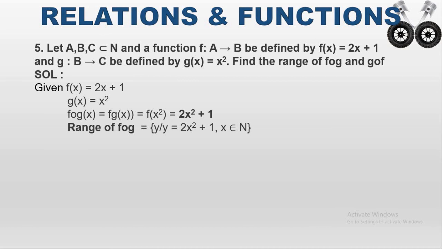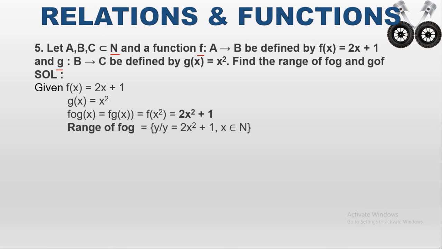So what is the problem given here? Here we are having the three sets a, b and c be the subsets of N. So what is the N? N is the natural numbers. And here we are having two functions. One is the function f and another one is the function g. So the function f is defined from a to b and the function g is defined from b to c.